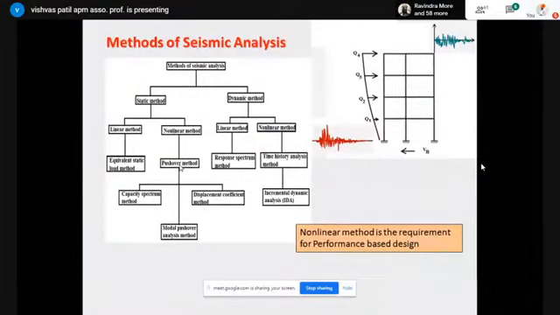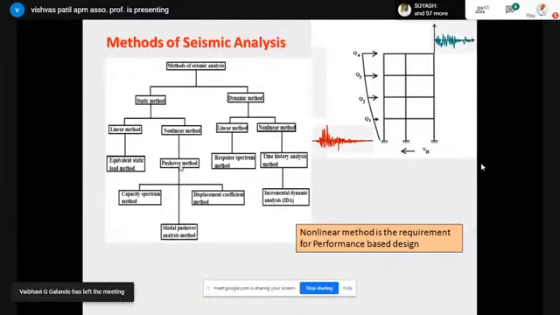What is meant by a first mode dominated structure? It is one in which the mass participation in the first mode is more than 90%. That is possible only if the structure is symmetric in plan as well as from the structural point of view.